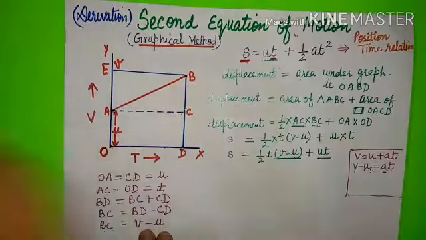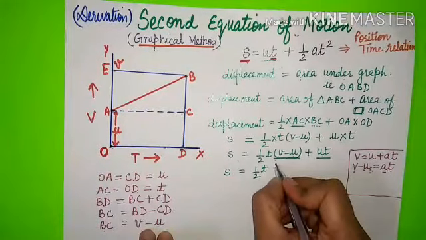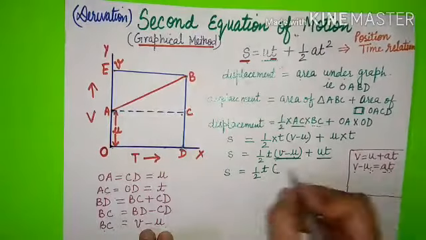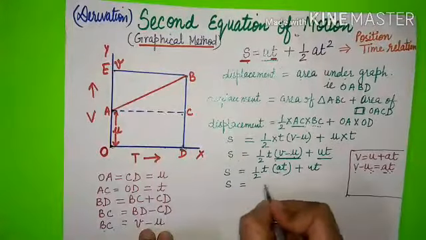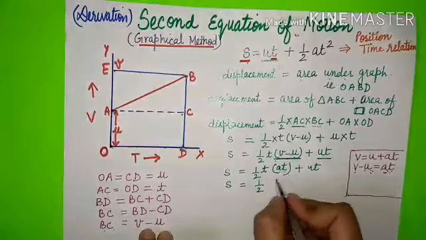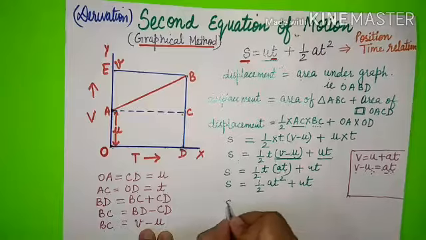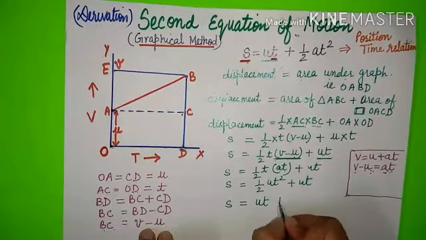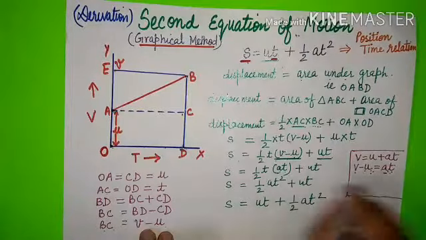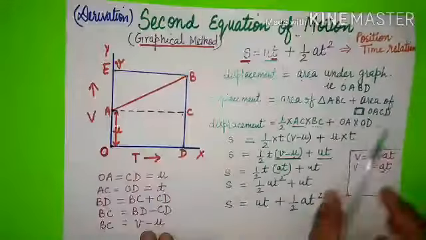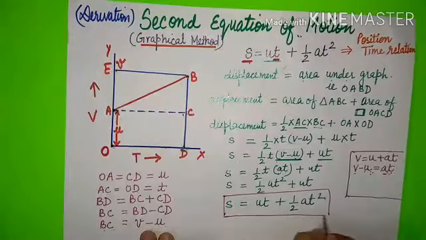So now you can write S is equal to half T (V minus U) plus UT. What can you write? AT plus UT. Now half T multiplied by AT, so half AT square plus UT. Now rearrange this: S is equal to UT plus half AT square. So in this way you can prove the second equation of motion.